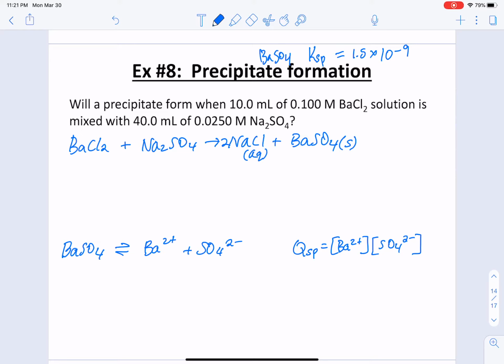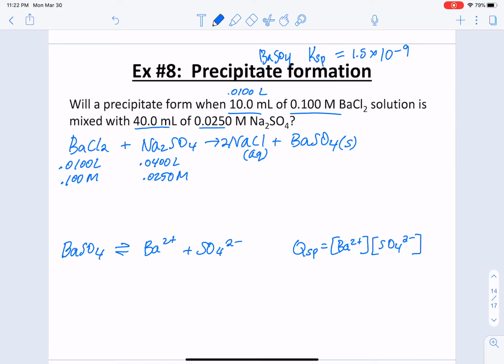All right, here's how we're going to do this. We know that there's 10 milliliters of a 0.1 molar solution of barium chloride. We had to convert that into liters, so it's 0.01 liters of a 0.1 molar solution. For sodium sulfate, we have 40 milliliters of a 0.025 molar solution. So again, convert that into liters, so 0.04 liters of a 0.025 molar solution.